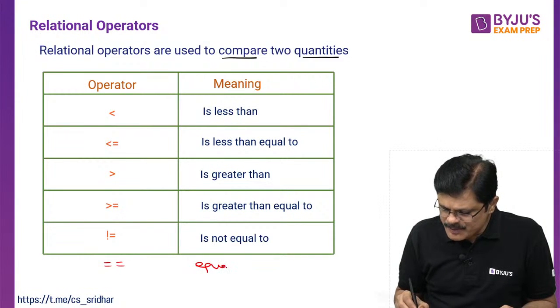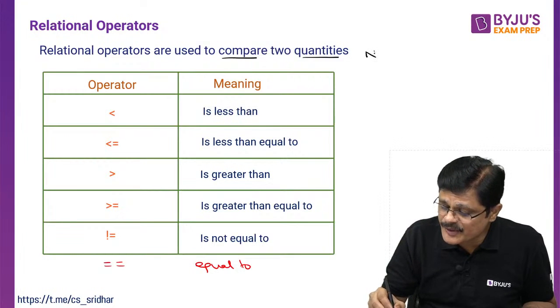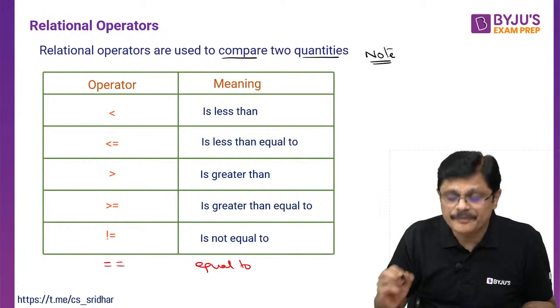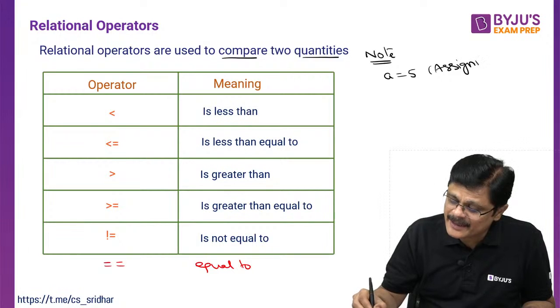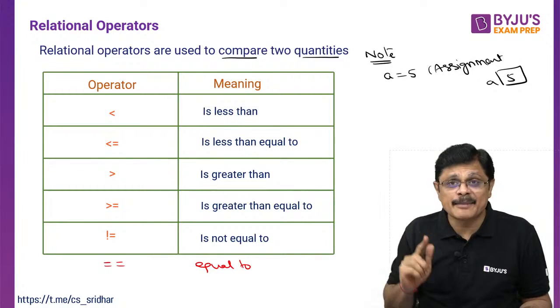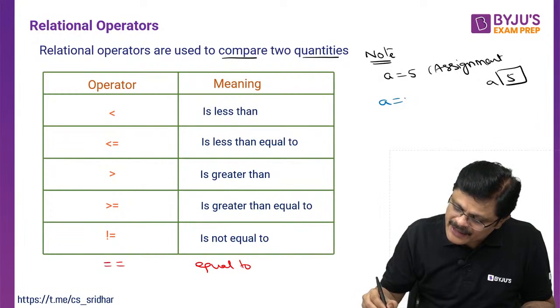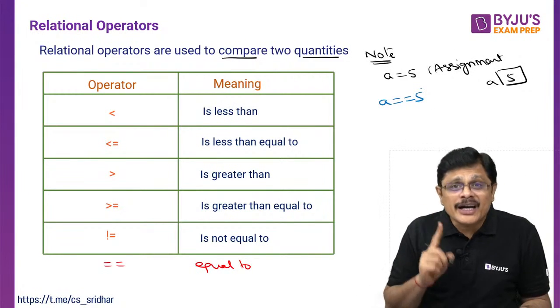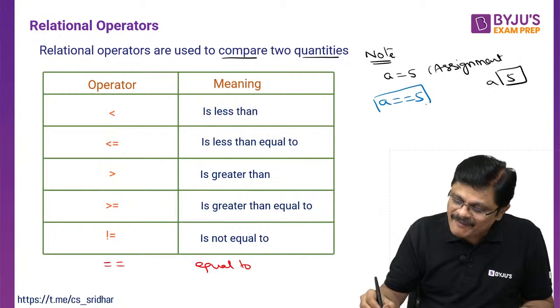Now you need to note this particular point, my dear friends. This is a very important point to be noted. When you write A = 5, this is assignment. It means in the location of A, you are storing the value 5. But when you write A == 5, you are comparing the value at A with 5.